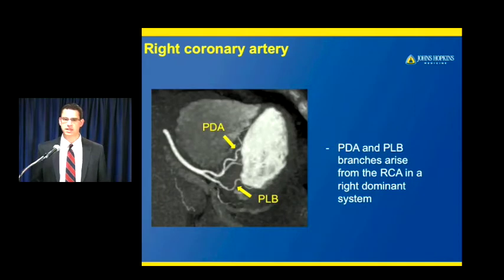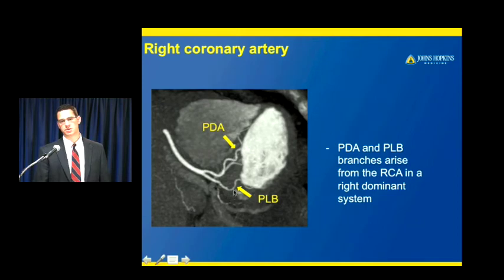So what does the PDA look like? What do the posterolateral branches look like? Here's a nice image, basically we're at an inferior aspect of the heart on an axial MIP here, and we see a nice example of the PDA branch, which is going down the septum here, or riding along the septum, I should say, and supplying the septum with blood.